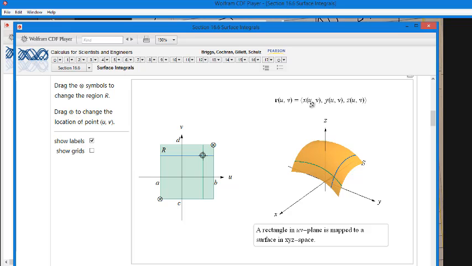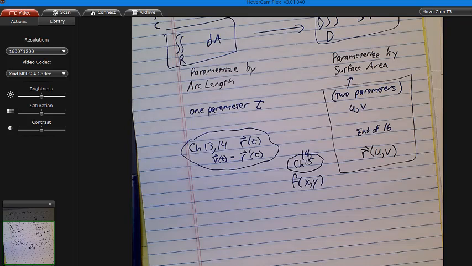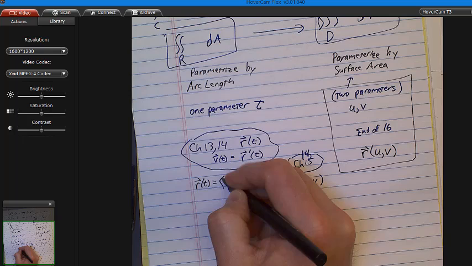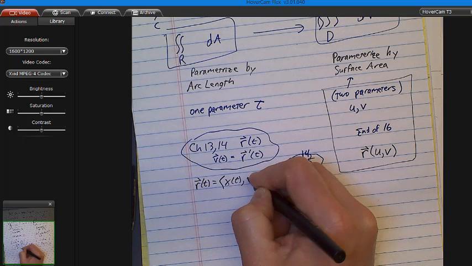There are 3 scalar-valued functions here. The x-coordinate depends on both u and v, the y-coordinate depends on both u and v, and the z-coordinate depends on both u and v. Have I ever done this before? I don't know. You guys tell me. Does this look familiar if I write it in 1 dimension? R of t equals, didn't we write this like the first day of class maybe?